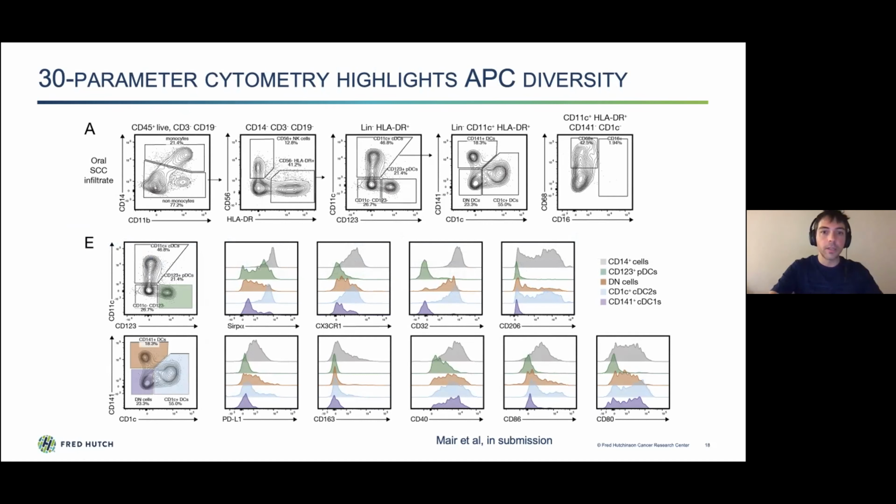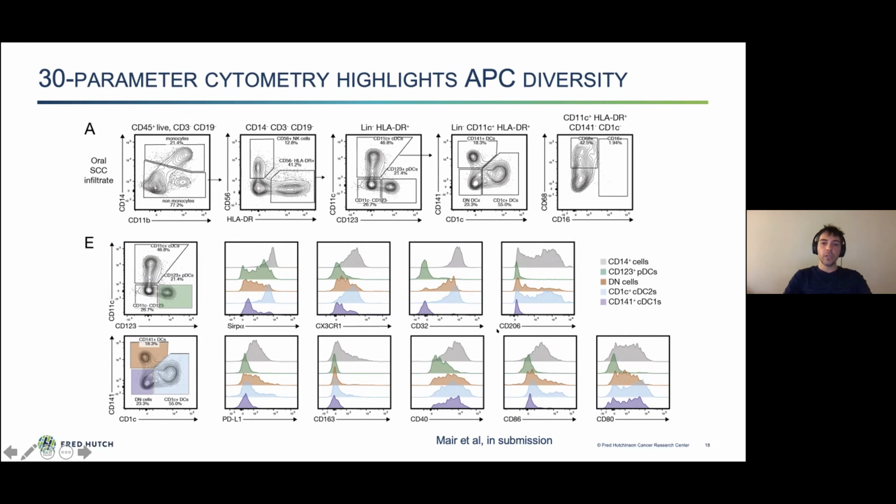Turn this up here again, of which I'm showing you here an exemplary gating strategy from one of our human tumor infiltrates, where we can identify monocyte macrophage-like cells by CD14 and CD11b expression. Here are NK cells, here are lineage-negative HLA-DR positive cells. If we take those, we can identify conventional DCs, plasmacytoid DCs, and within the conventional DCs, the cross-presenting DCs, the CD1c positive DCs, and the double negative cells.